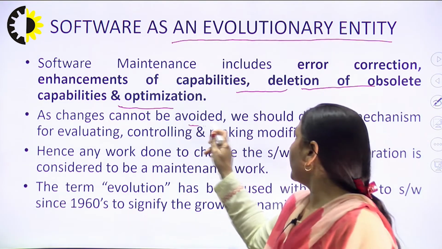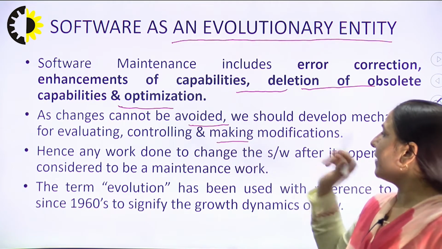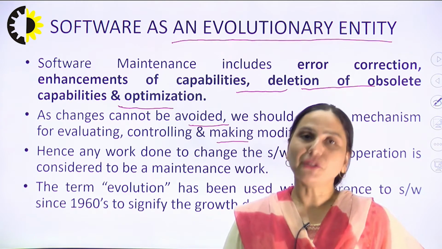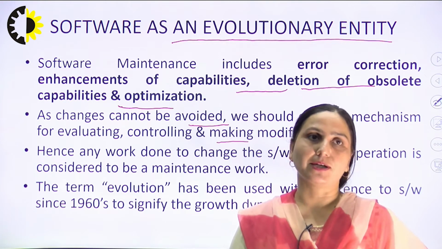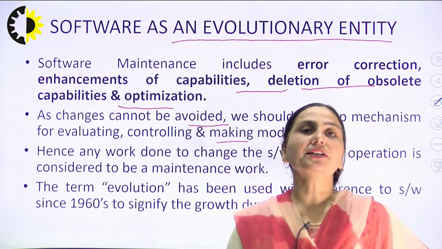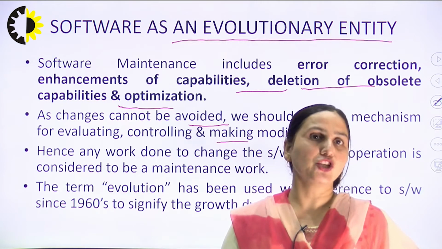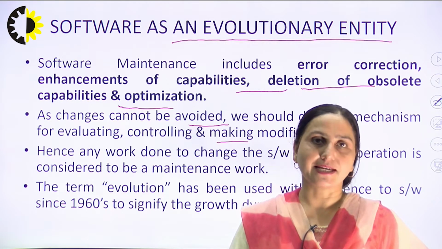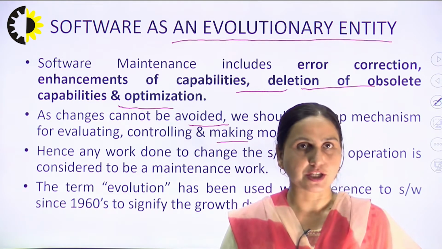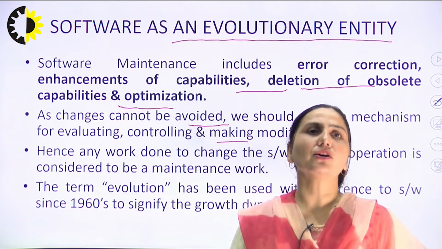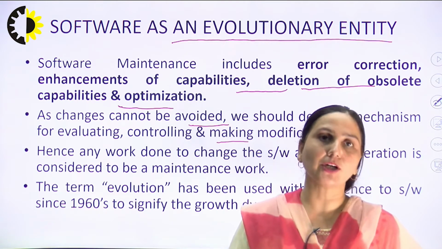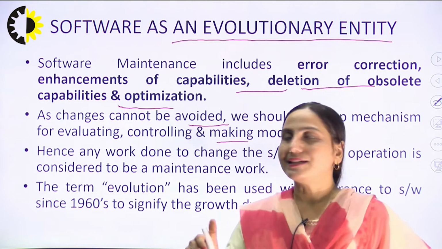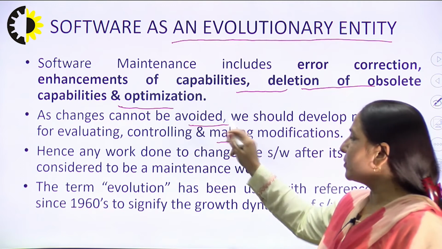As changes cannot be avoided, we should develop a mechanism for evaluating, controlling, and making the modifications. In the field of software, it is very clear that when we talk about changes, we cannot avoid them. For example, presently your customer asks for something, and later on the mindset of the customer changes. He may ask you to make an amendment or some changes in the software that he asked for initially. So these changes cannot be avoided.